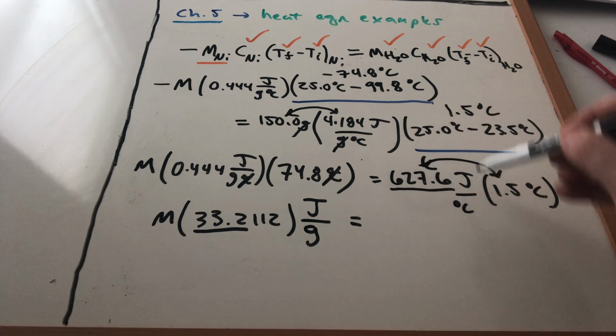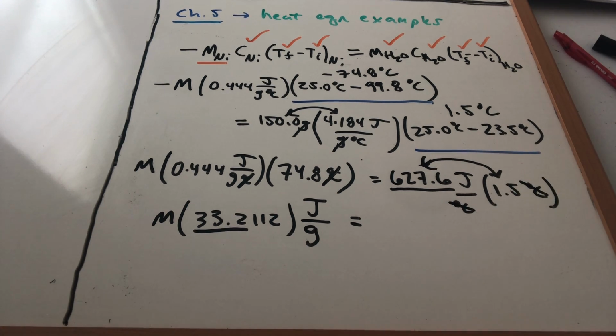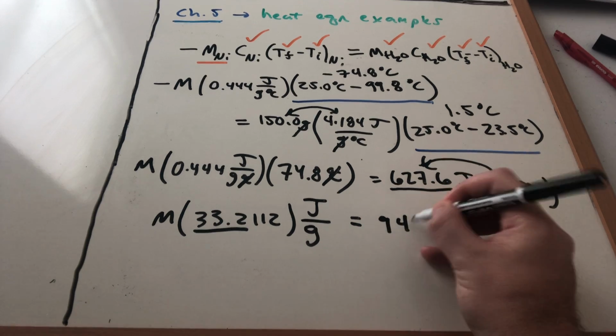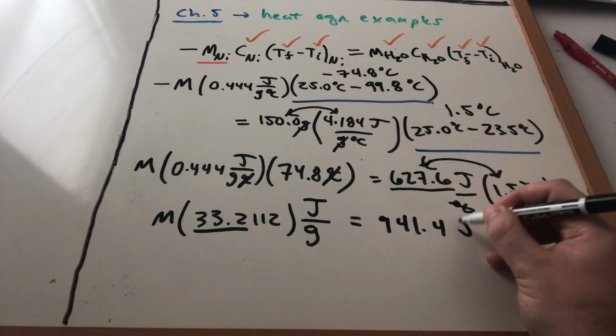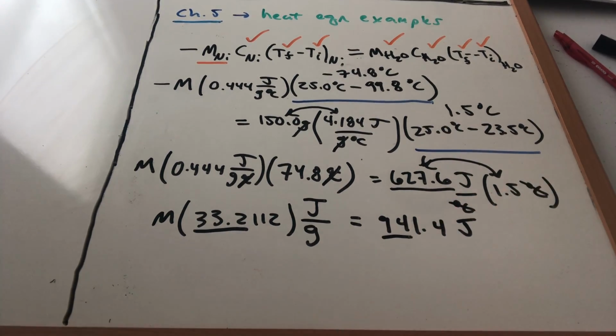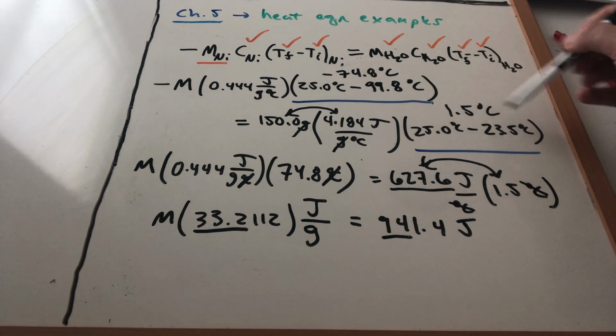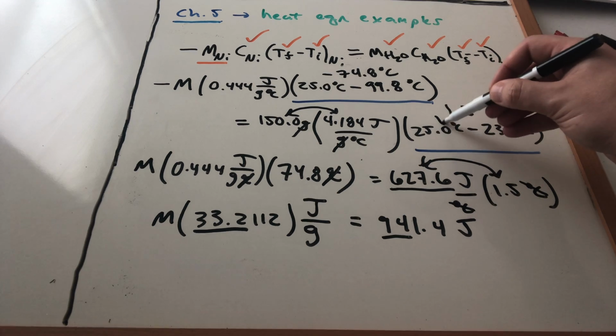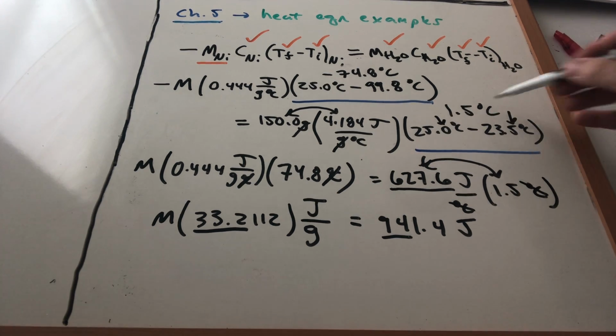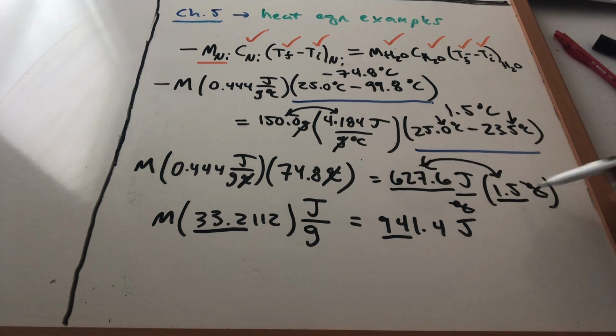And what do we notice happens here? Degrees Celsius cancel with degrees Celsius. So what we'll get on this side is 941.4 joules. Now we're only going to have 2 degrees Celsius, two significant figures on this side. Notice when I did this subtraction step, this number is good to this decimal place, this number is good to this decimal place. So we end up with 2 significant figures here.